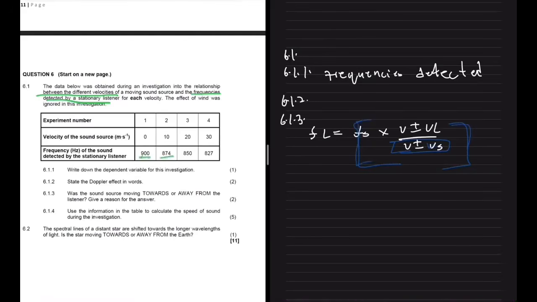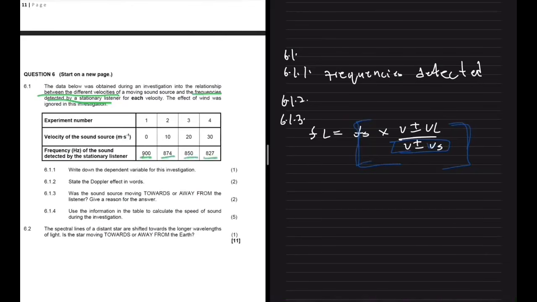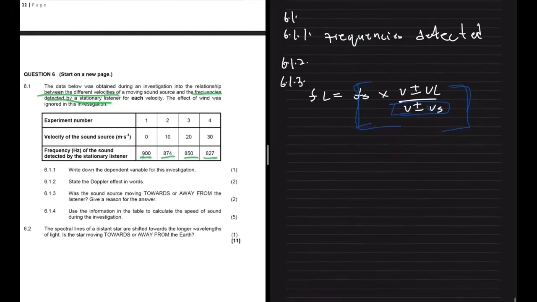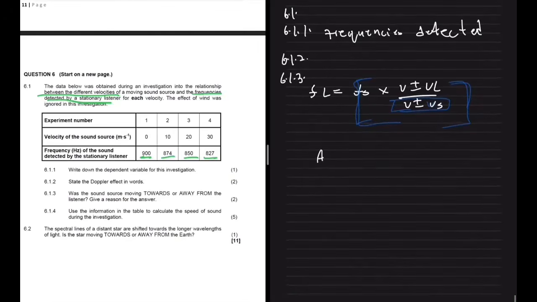We start with 900, then 874, 850, 897. So it means we have a plus on the denominator, and we only have a plus on the denominator when the sound source is moving away. So here we write "away from", because we're supposed to write towards or away from, and then give a reason for the answer. The reason is that the frequency observed by the listener is decreasing, so it only makes sense that it is moving away.